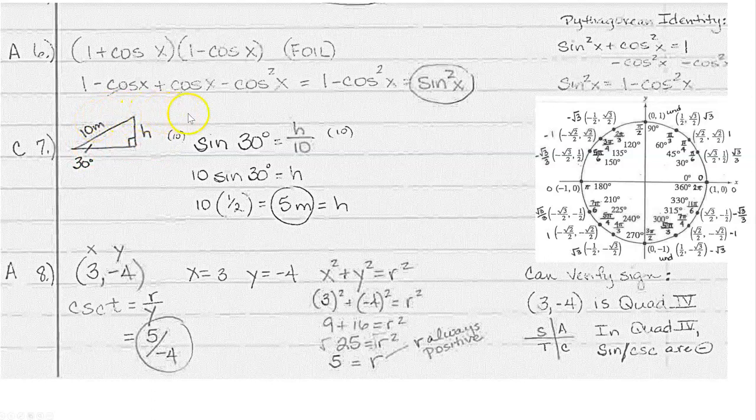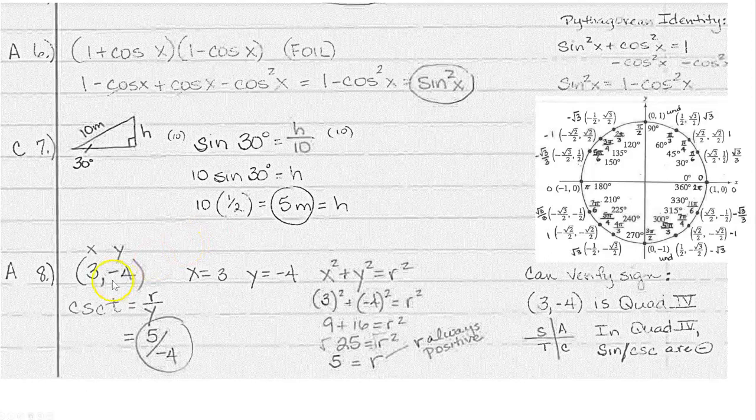So the trig function that uses opposite and hypotenuse is sine. So we're going to say the sine of 30 is equal to opposite h over hypotenuse 10. So sine 30 equals h over 10. To get h by itself, multiply both sides by 10, and I'll have h is equal to 10 times the sine of 30. Now you could throw this in your calculator in degree mode, or you can just come over to your circle and see that the sine of 30 is 1/2. And so that would just be 10 times the sine of 30. 10 times 1/2 would give us 5.